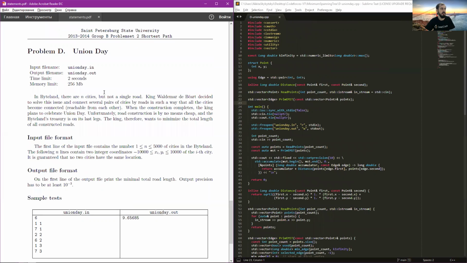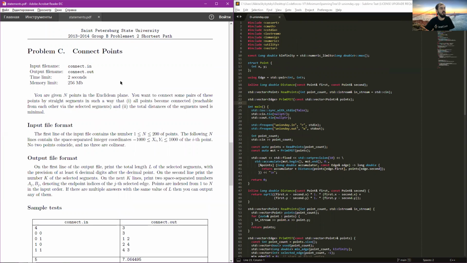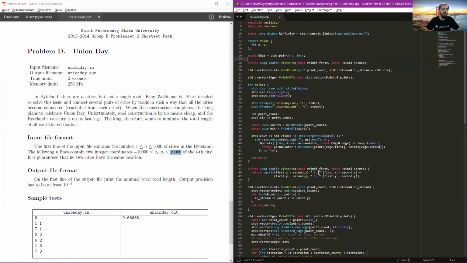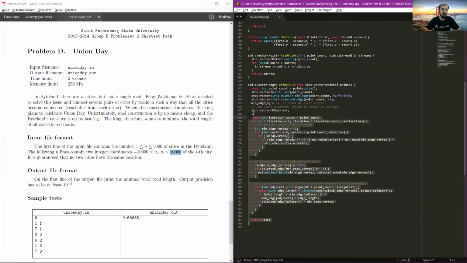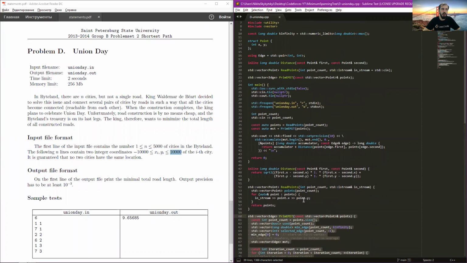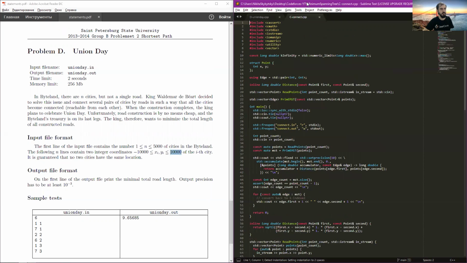The last problem is a bigger version of the same problem. We have at most 5,000 cities, and also the coordinates are a bit bigger, but we don't care. We do the same thing. This has not changed at all. It's almost the same. Only in this case, we don't even have to output the MST itself. But it is literally the same.